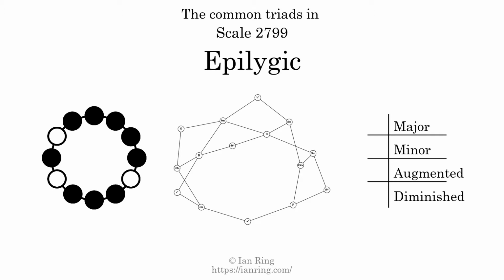The diagram in the center is a graph of parsimonious voice leading between triads. There are 4 major triads. There are 4 minor triads. There are 2 augmented triads. There are 5 diminished triads. Here is a Hamiltonian path of parsimonious voice leading that uses all the triads.